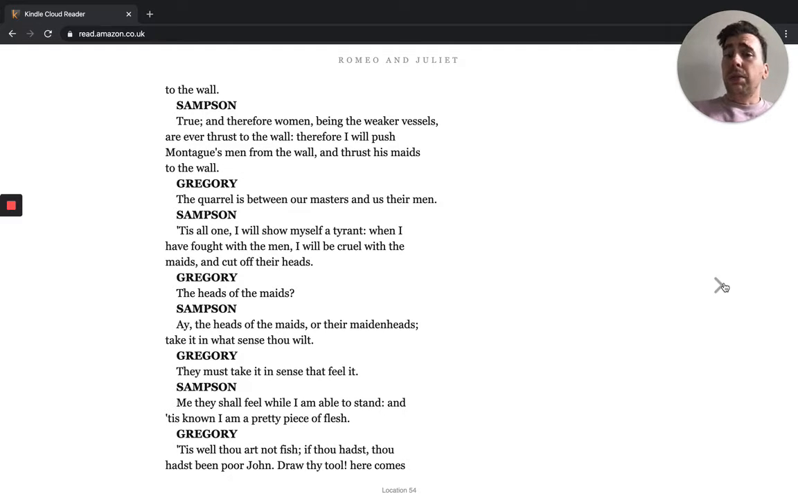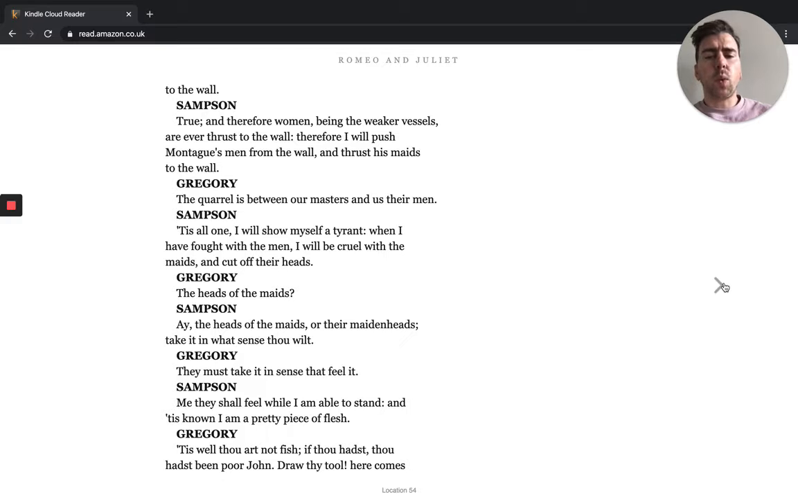"The quarrel is between our masters and us, their men." "'Tis all one. I will show myself a tyrant. When I have fought with the men, I will be cruel with the maids, and cut off their heads." "The heads of the maids?" "Ay, the heads of the maids, or their maidenheads. Take it in what sense thou wilt." "They must take it in sense that feel it."